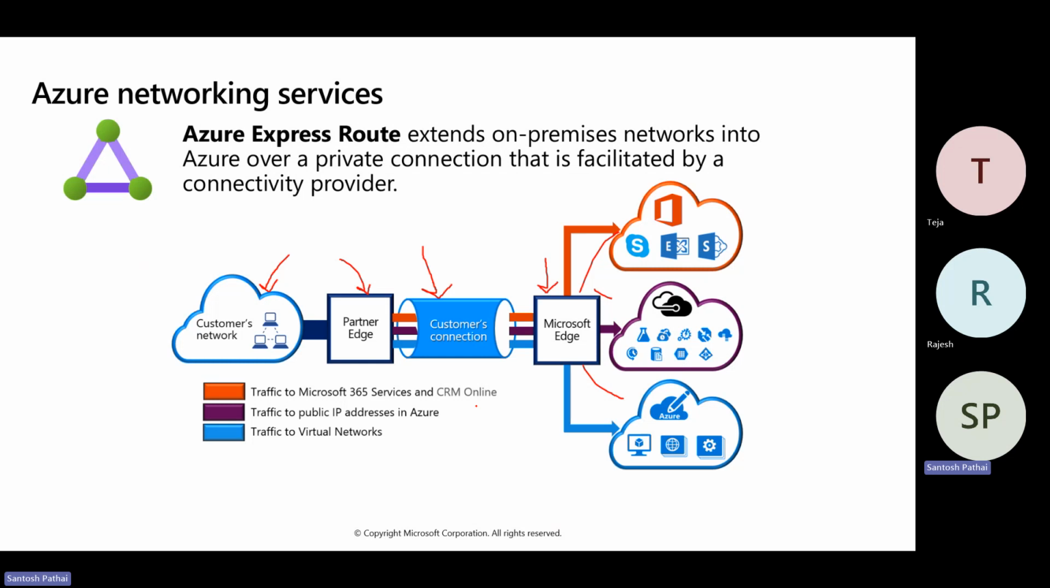These three separate networks will be distributed from your partner edge service provider. It might not be necessary that you need all three. You may need only traffic to Microsoft 365 services, or only traffic to virtual networks. So depending upon your requirement, you can go with either of the options or all of the options.